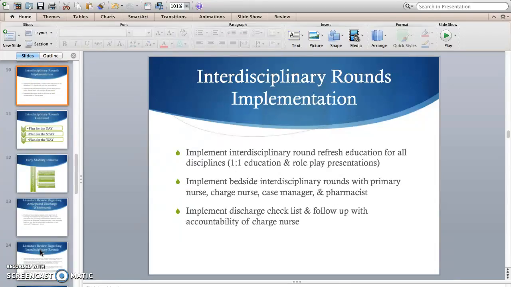The interdisciplinary rounds implementation focuses on an interdisciplinary round refresh education for all disciplines. This includes one-on-one education and role-play presentations. It focuses on the primary nurse, the charge nurse, the case manager, and the pharmacist, all doing bedside rounds. And then implementing the discharge checklist, which is the evidence-based practice process that we implemented. And then it includes the charge nurse being accountable for follow-up.